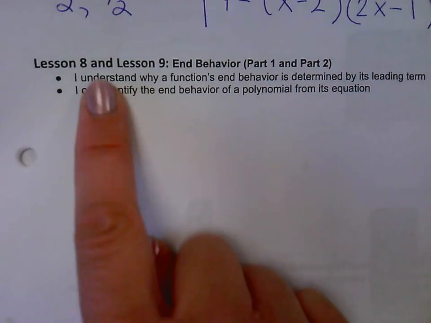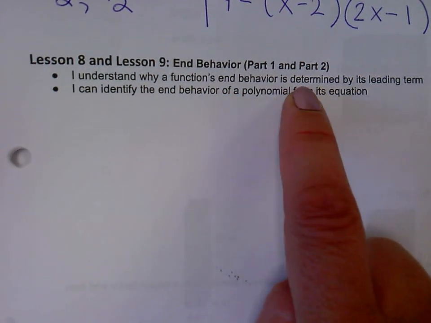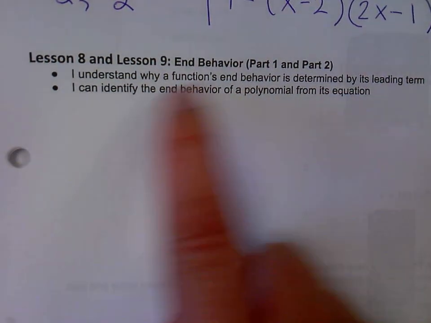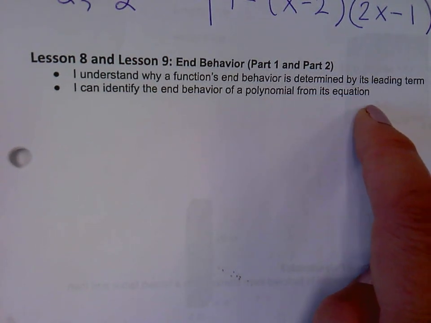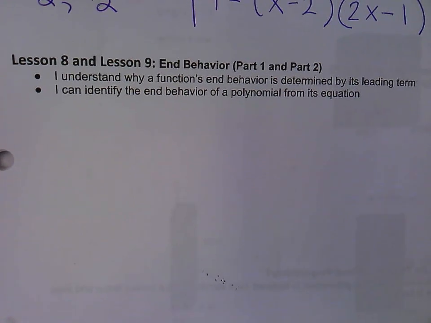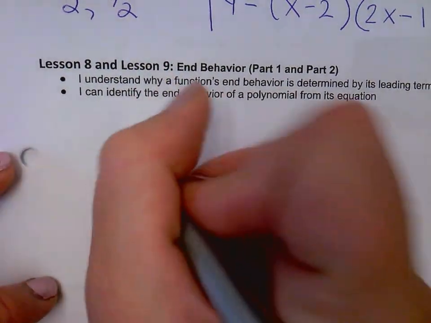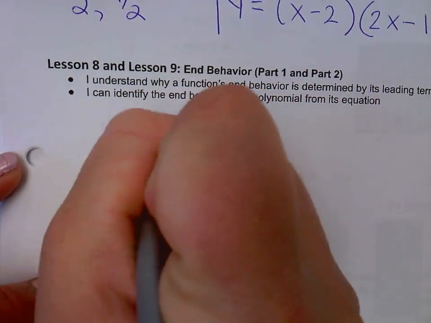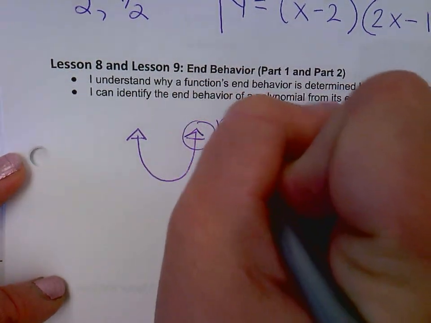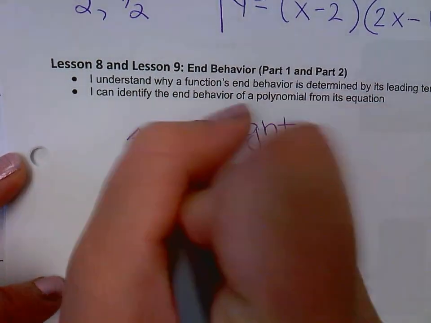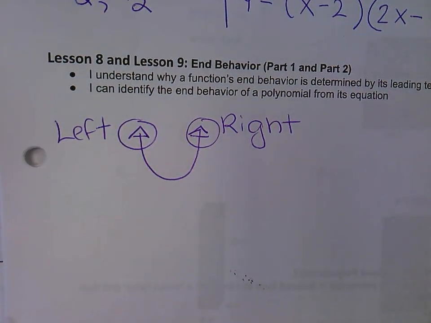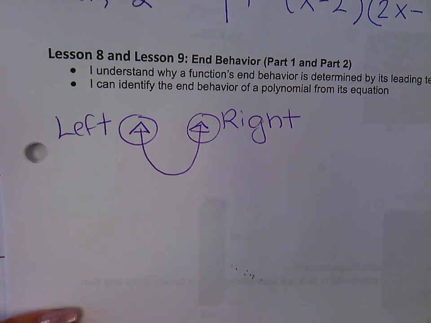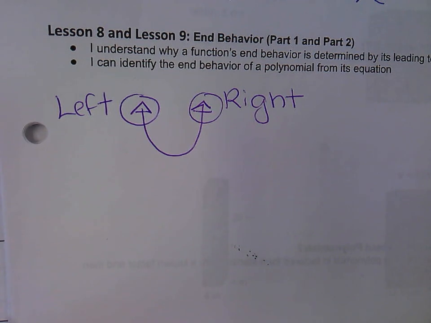It says, I understand why a function's end behavior is determined by the leading term, and I can identify the end behavior of a polynomial from its equation. So the big idea is, I'm going to draw a graph and say that this is the right side of the graph and that this is the left side of the graph, so that when I'm writing these rules down, you know what I'm referring to about left and right.